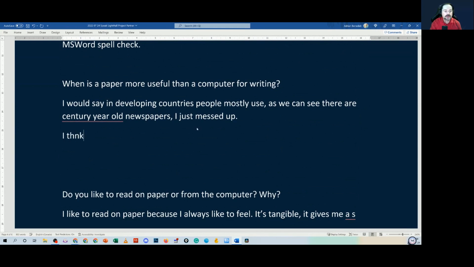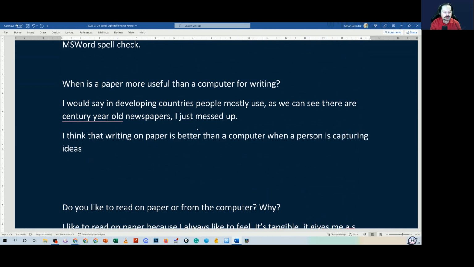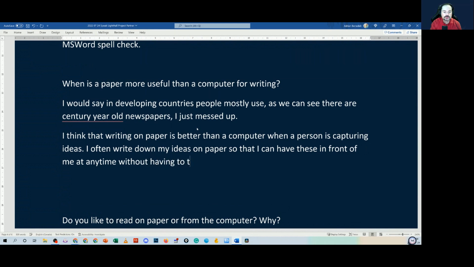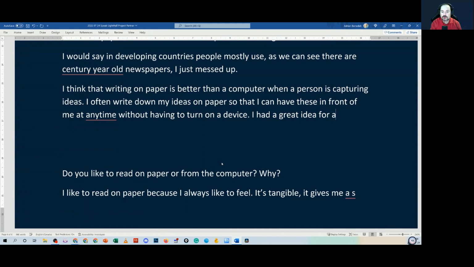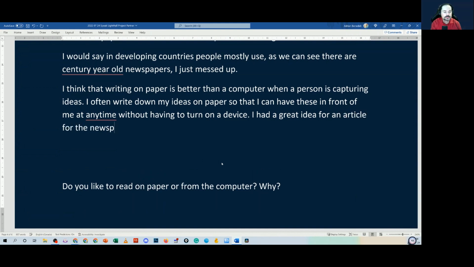Okay. So I believe, or I think, that writing on paper is better than a computer when a person is capturing ideas. I often write down my ideas on paper so that I can have these in front of me at any time without having to turn on a device. I had a great idea for an article for the newspaper the other day. So I quickly wrote it on a small piece of paper and put it on my fridge.